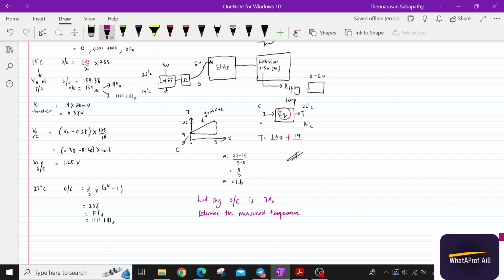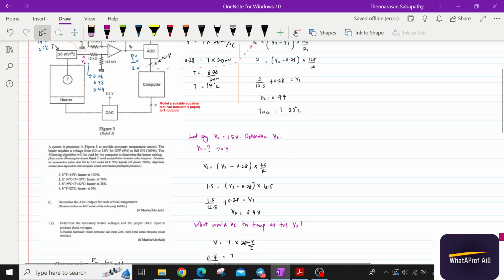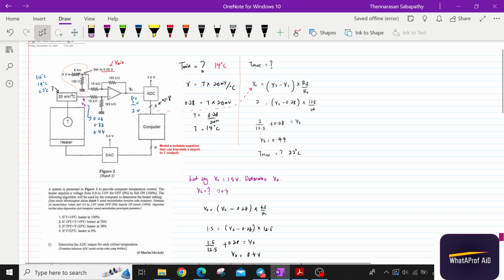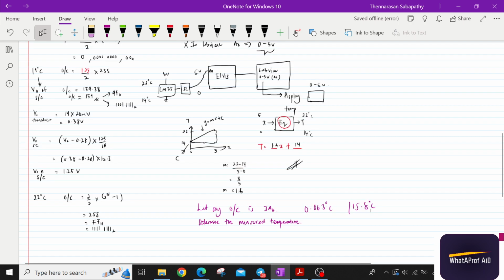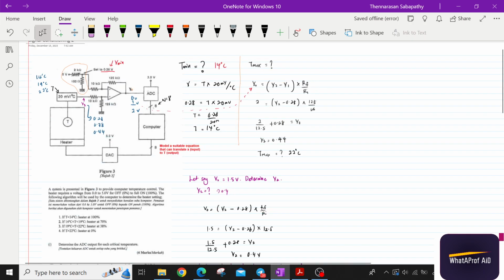Is it 0.063 Celsius? 0.063 Celsius cannot be. Can, 15.8. Because you see, the range is from 14 to 22, correct or not? So 14 to 22 means you should get the value from here. If you get a value below the operating range, then something is wrong. I don't know what mistake you did, but it's actually wrong.